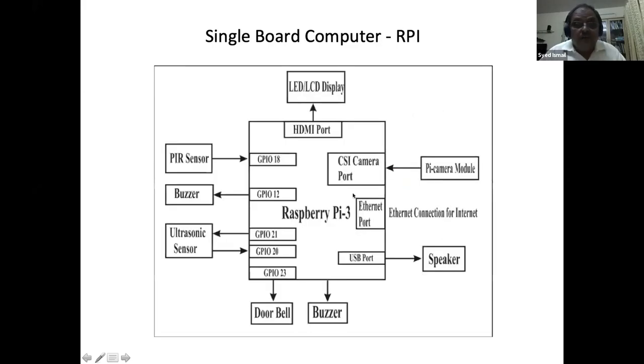Now we will see how you connect to Raspberry Pi 3. You connect a PIR sensor, you connect a buzzer. You'll find a lot of diagrams like this. Here, you can connect a camera. We will see that now, in a bit more detail.